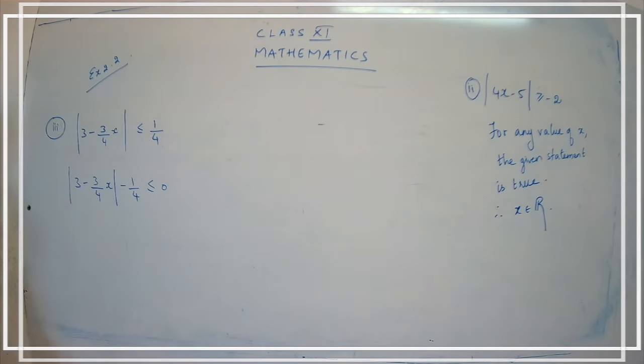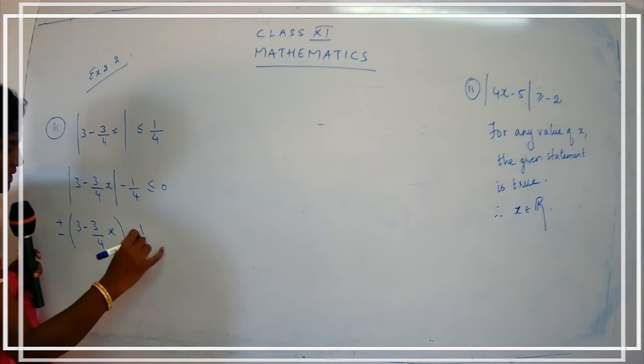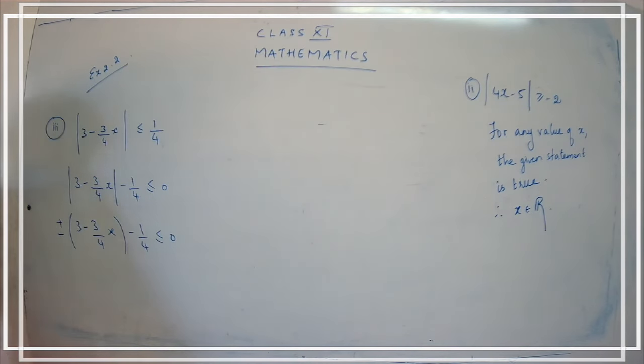Yes. Now, I am going to remove the absolute sign over here. So, I get here plus minus 3 minus 3 upon 4x minus 1 upon 4 less than or equal to 0. Clear? I have removed the absolute sign, and in place of absolute, I have given a plus minus sign. We are going to split this in two cases, that is, one for positive and one for negative. Let's try out the sums.